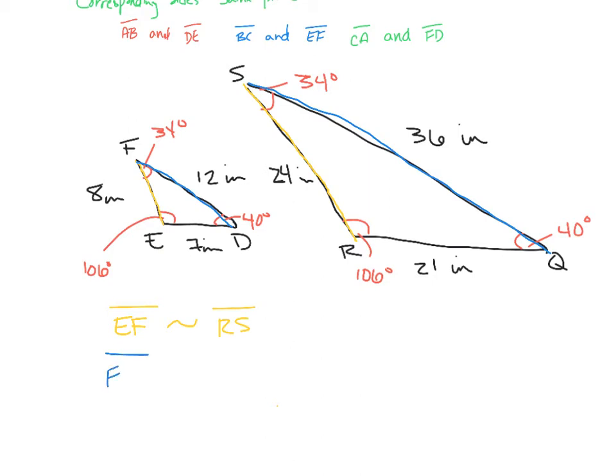FD is similar to SQ. And then I'm going to look at the bottom line, and I'm going to start with the right. So we have DE is similar to QR. All right?